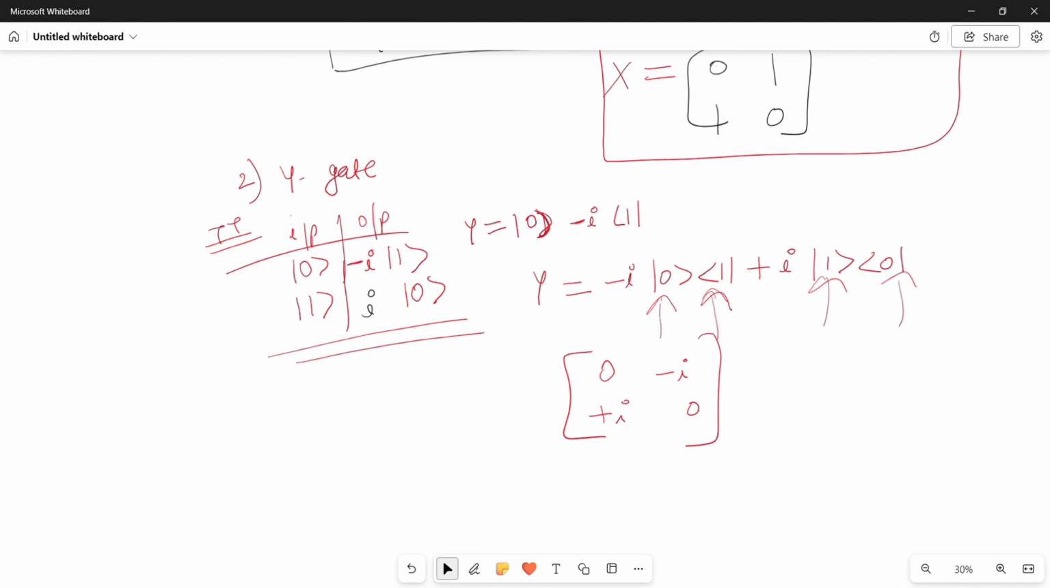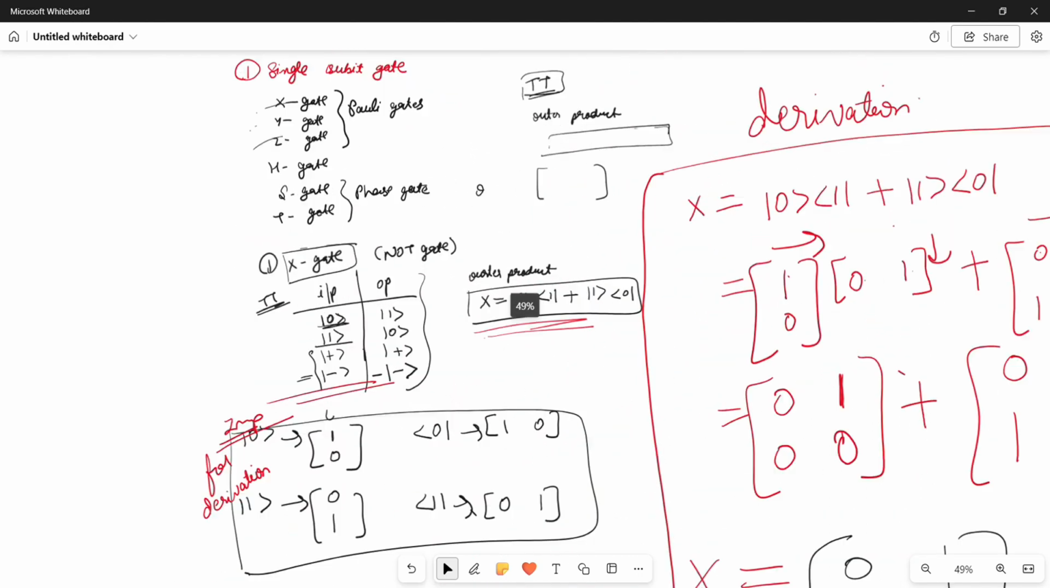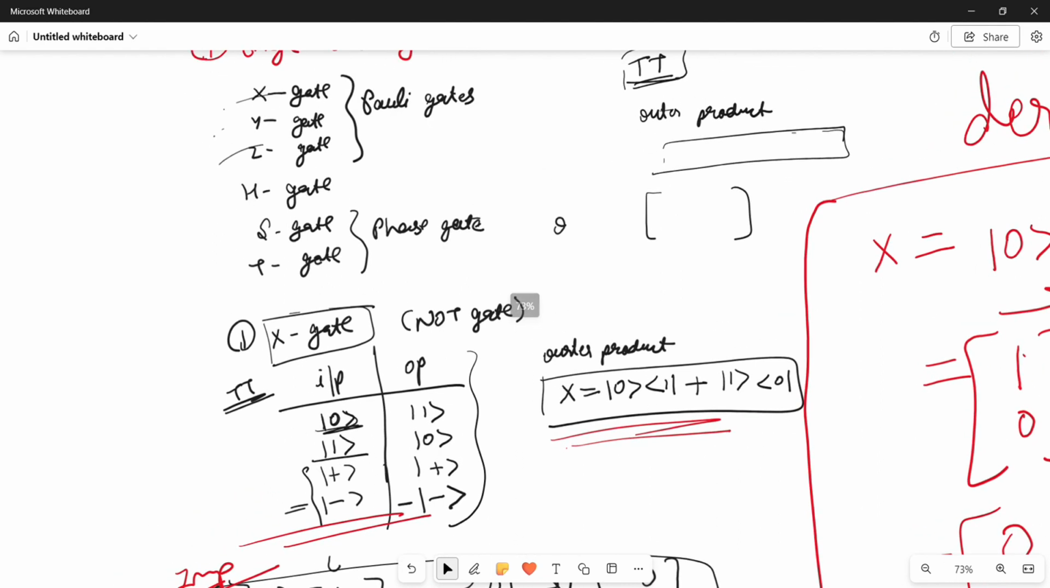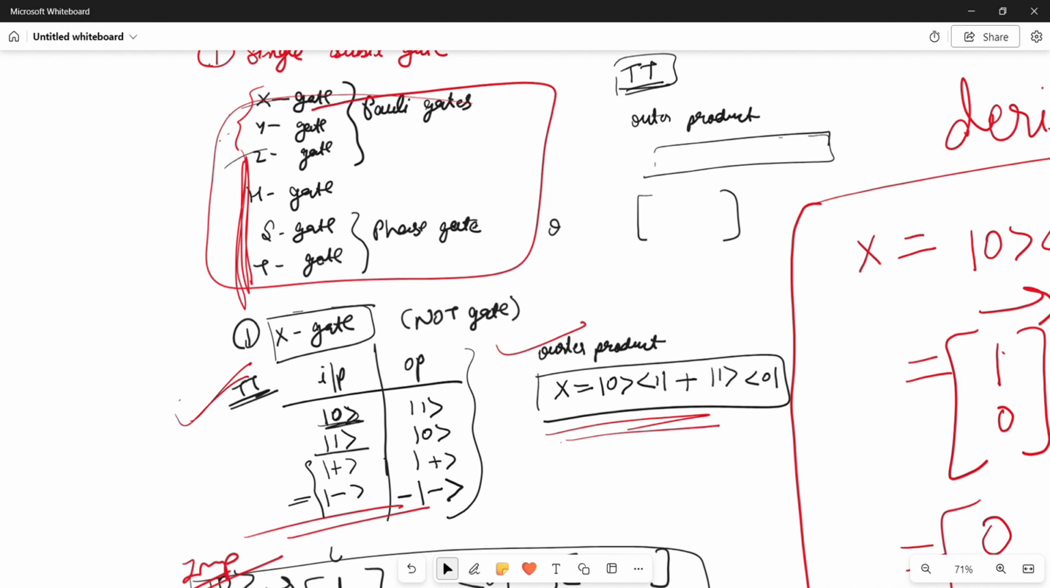Okay, so here I have explained to you two gates, the X gate and Y gate. So these two I have covered. For all the remaining gates, the matrix, truth table, outer product, and the derivation, not just the matrix, I have provided in the notes. You guys can refer to it.